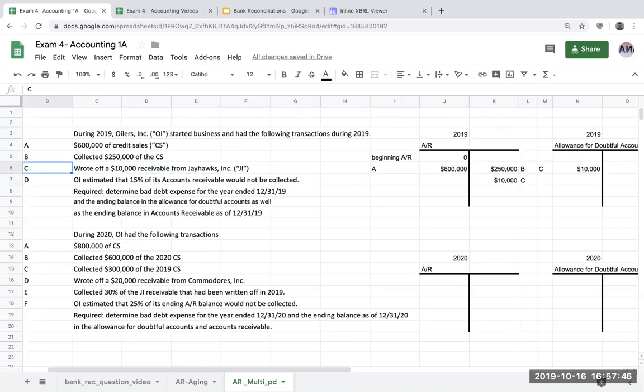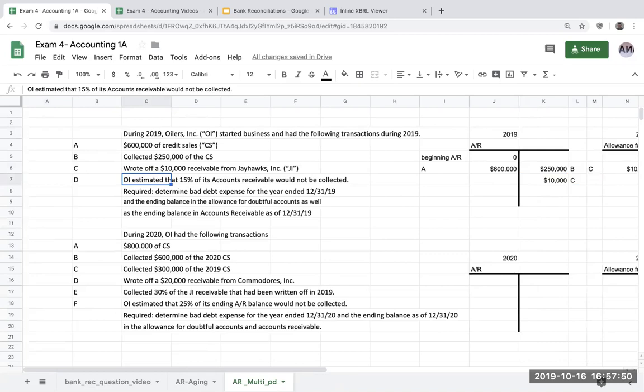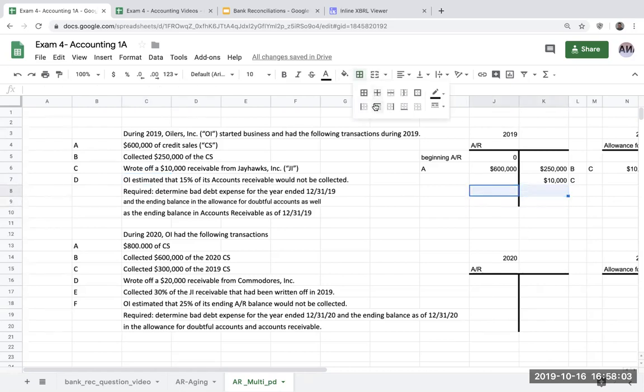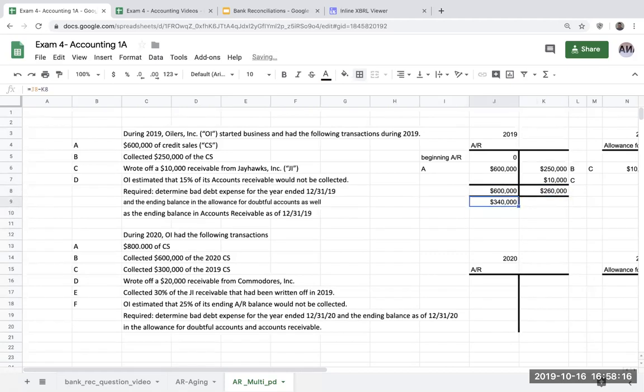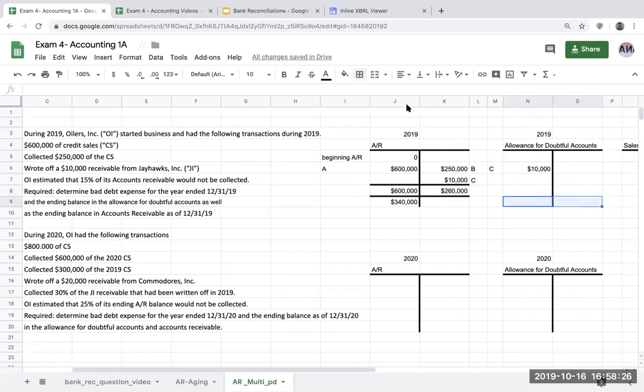Okay. Then it says here, the company estimated that 15% of its accounts receivable would not be collected. So what I need to do at this point is figure out the ending balance in my AR. Right here, my accounts receivable ending balance is going to be $340,000. Does that make sense? Okay. So what I'm saying here is that of this 340,000, how much will I not be collecting?